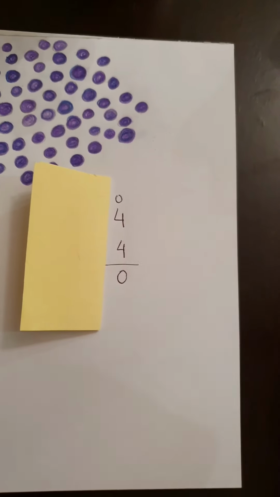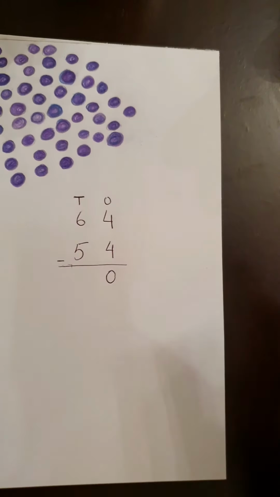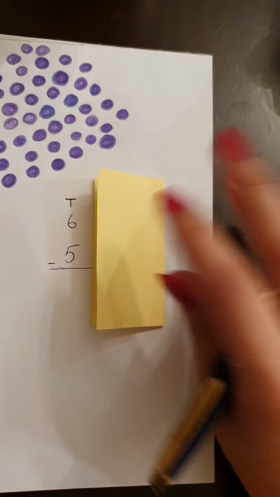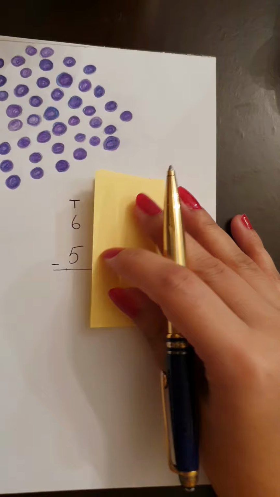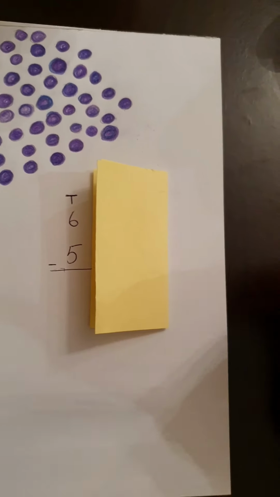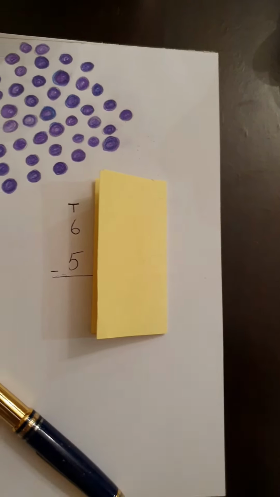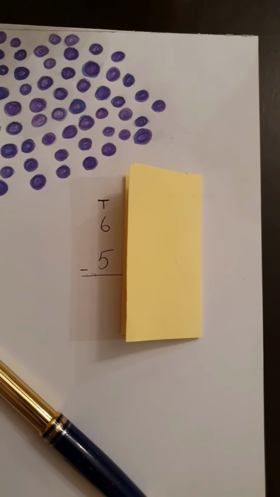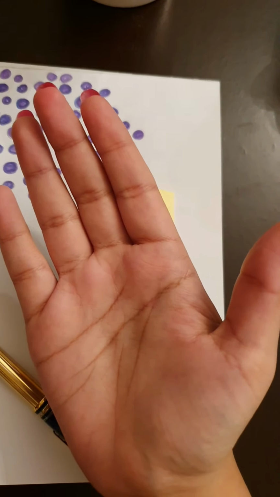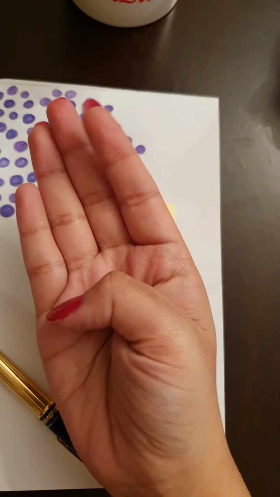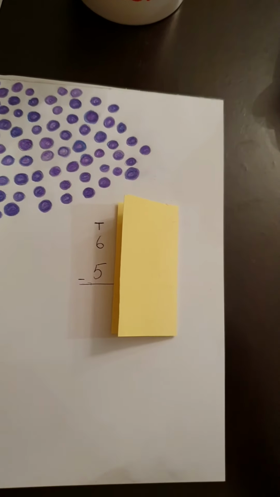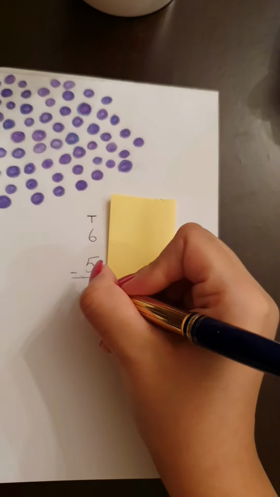Okay, now let's move to our tens column, and this time I will hide my ones column so I can only focus on the tens column. Now let's see. I have 6 minus 5. Now what will I do? I'll put the bigger number in my mind, which is 6, and I will take 5 fingers out, and I will count backwards from 6. So I have 5, 4, 3, 2, 1. So my final answer is 1.